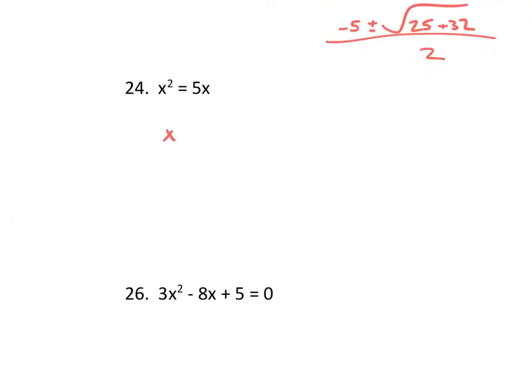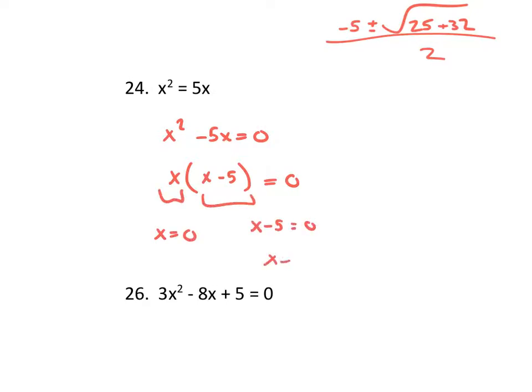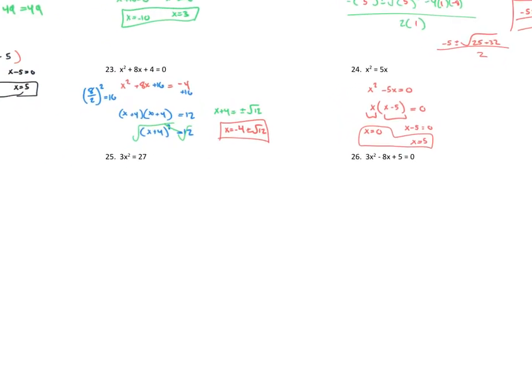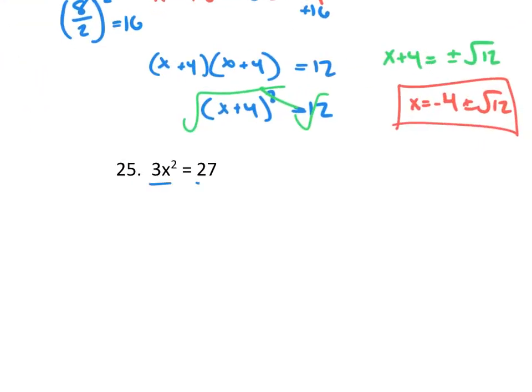For 24, we'll want to make sure that it's set up equal to 0 first. This one is factorable from a GCF standpoint. And then we can use the zero product property to set up our pieces. This one here is a candidate for square root method because there's no b value, there's no regular x's in the way, stopping us from solving it in the traditional path.